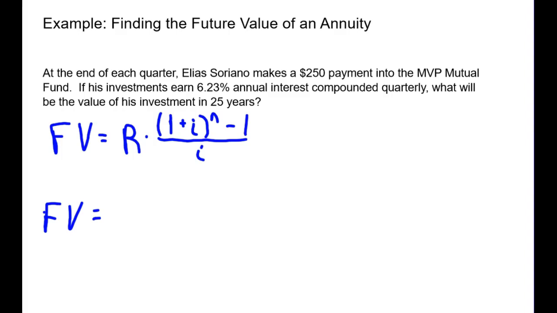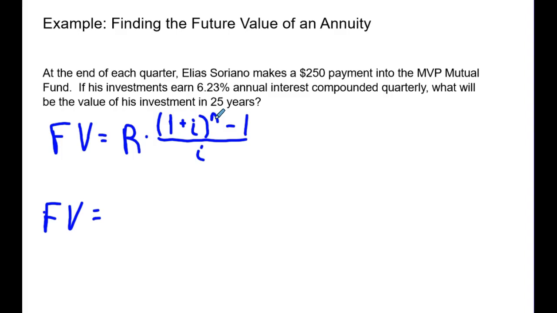This next example, we're going to find the future value of an annuity. At the end of each quarter, Elias Soriano makes a $250 payment into the MVP mutual fund. If his investments earn 6.23% annual interest compounded quarterly, what will be the value of his investment in 25 years? So we know we're going to use the future value formula. R represents the payment amount. I is the interest per compounding period. N is the number of payments.